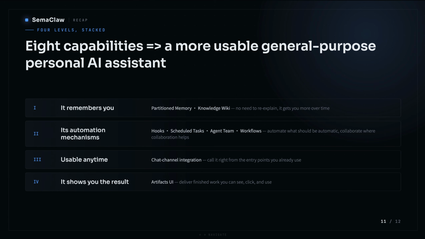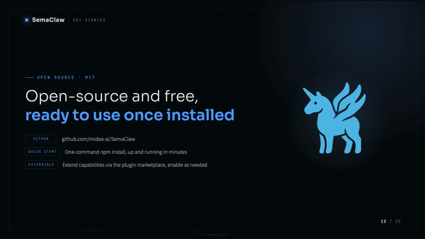And that's it. SemaClaw is open source, it's free, MIT licensed, and it works the moment you install it. You'll find it on GitHub at github.com/midea-ai/SemaClaw. Getting started is 1 npm install. You're up and running in minutes. And it's extensible. Grab more from the plugin marketplace and turn on whatever you need.